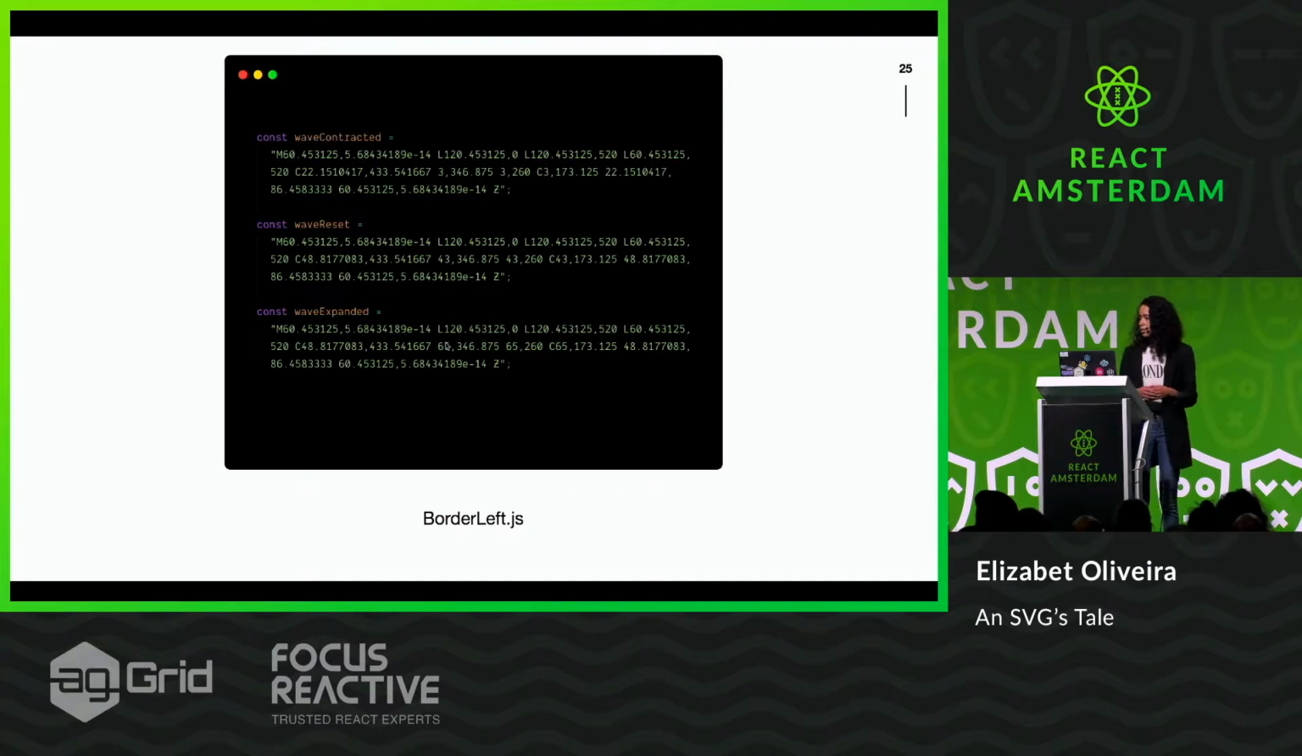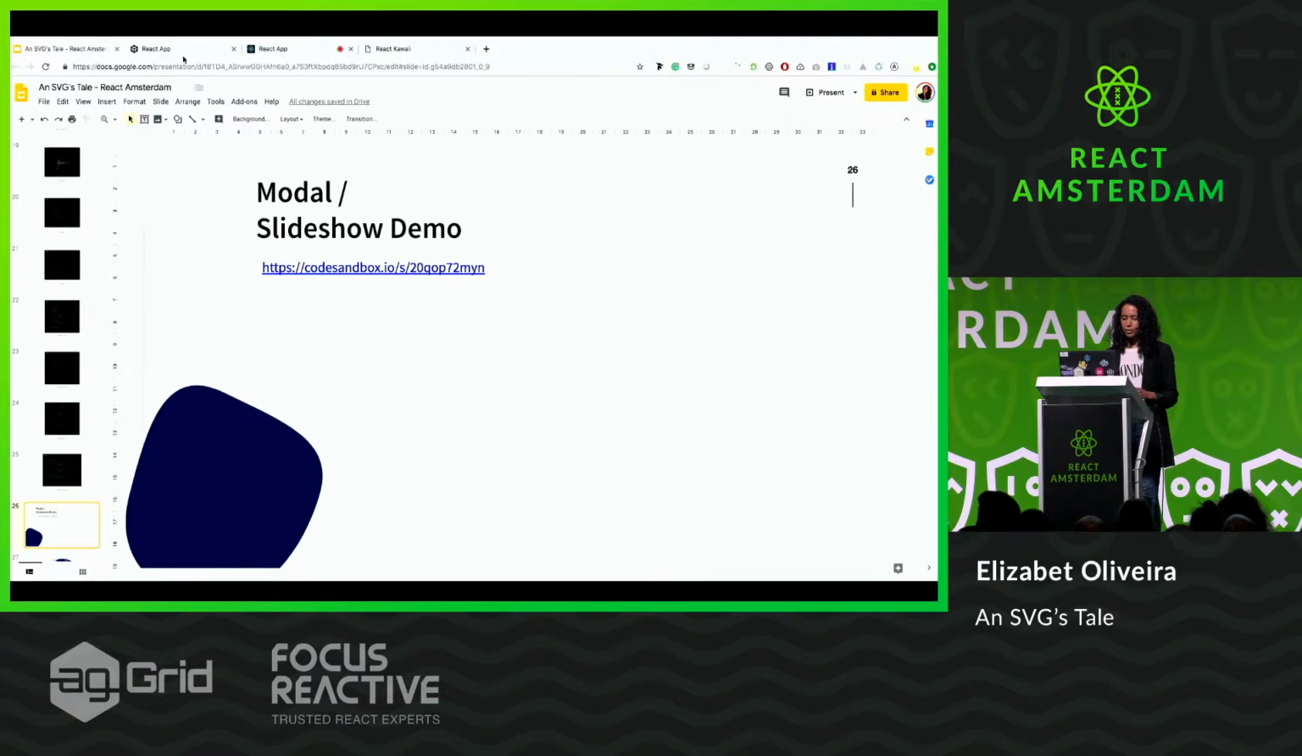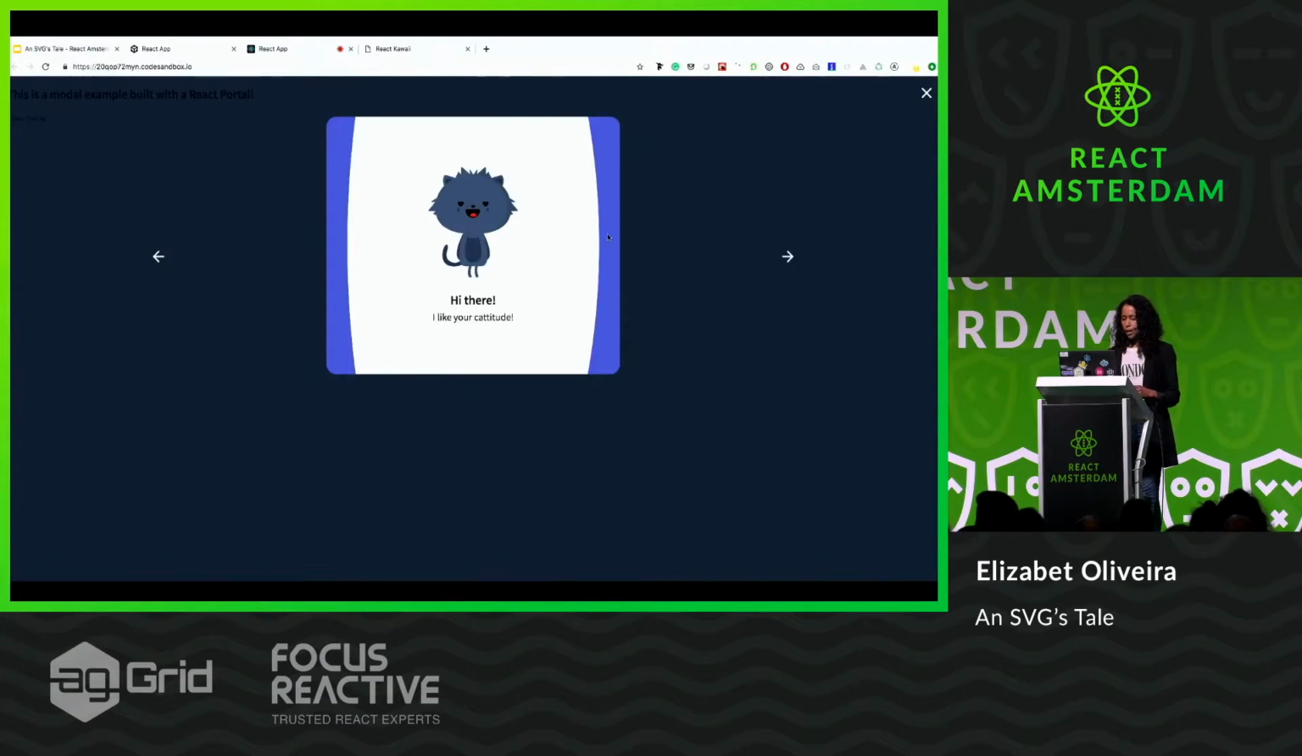And this is basically the path definitions. I just exported them from Sketch. I don't know how to do this, I don't know all these numbers. So what I do is I use Sketch, I created the images, and then I exported the wave contracted, the wave reset, and the wave expanded. And this is the final result. I'm using CodeSandbox for that. So if I click right, this is what happens.